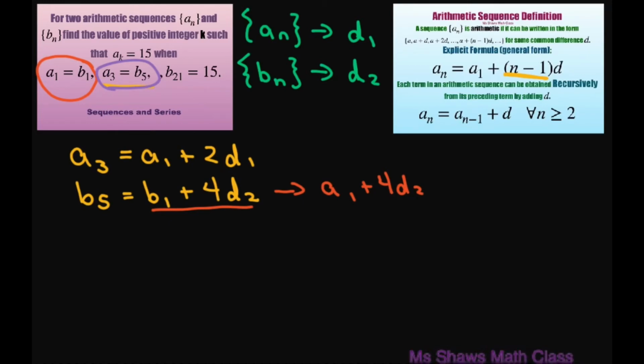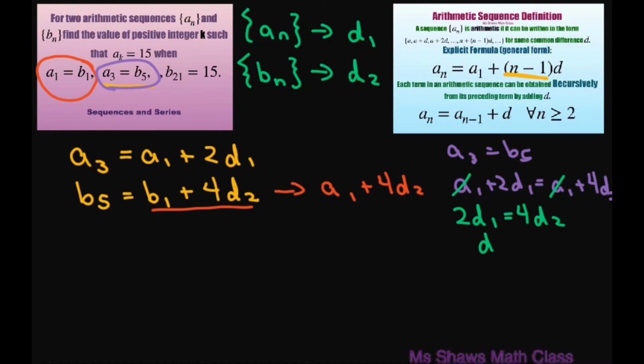I also have that these two equal each other. So if I have a sub 3 equals b sub 5, then I have a sub 1 plus 2 d sub 1 equals a sub 1 plus 4 d sub 2. So the first terms cancel and you get 2 d sub 1 equals 4 d sub 2, or you could say d sub 1 equals 2 d sub 2. All right, we have that. Let's go to this one now.